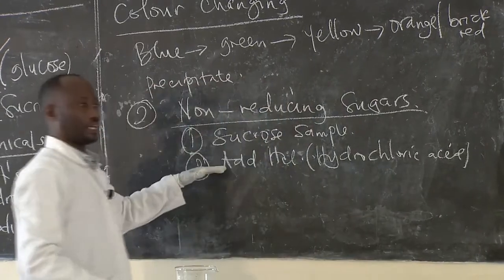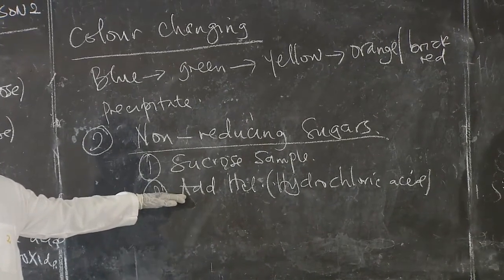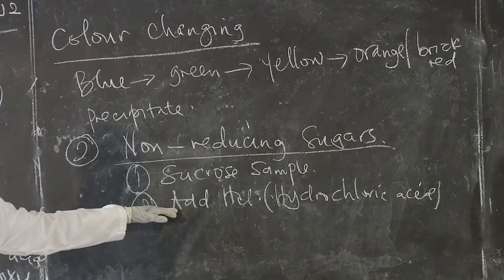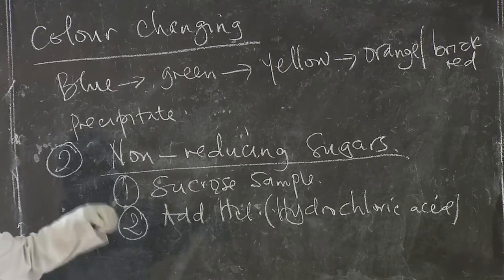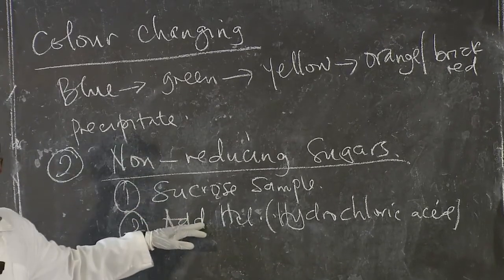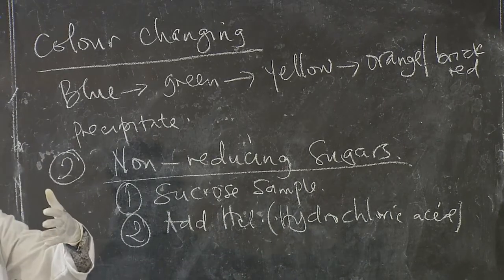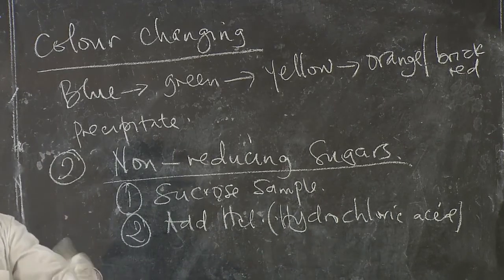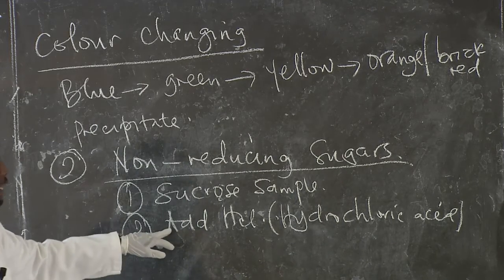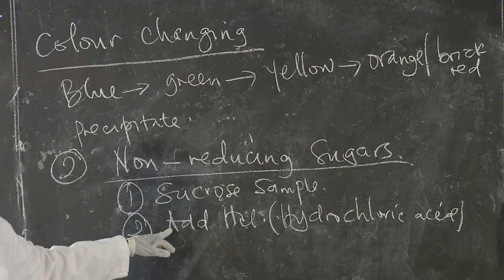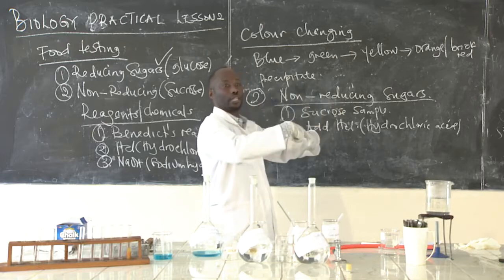Why do you have to add hydrochloric acid? I told you sucrose is a disaccharide. So once you add the Benedict solution, the color of the Benedict solution persists. Why? Because we know the sucrose is unable to reduce the copper ions that are present. So what we normally do is add hydrochloric acid to hydrolyze the bonds. After hydrolyzing the bonds, it breaks the disaccharide into monosaccharides. You get the point?